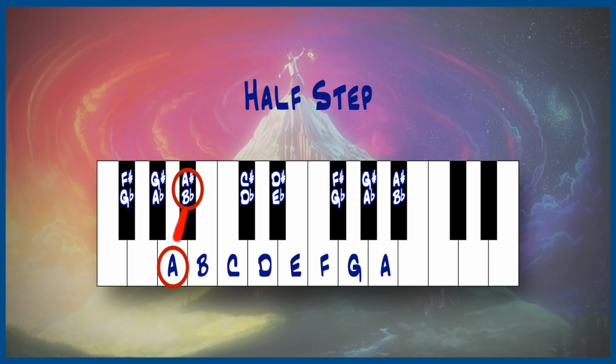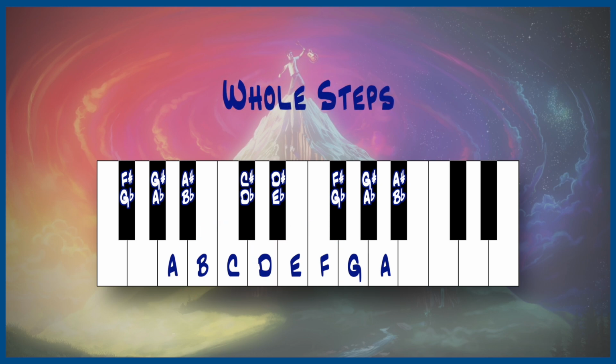And I'll remind you that since there's no black key between B and C, that distance is a half step, and the same goes for E and F. Some other examples of whole steps would be E to F sharp or B flat to C. Anytime you're skipping over one note like that.